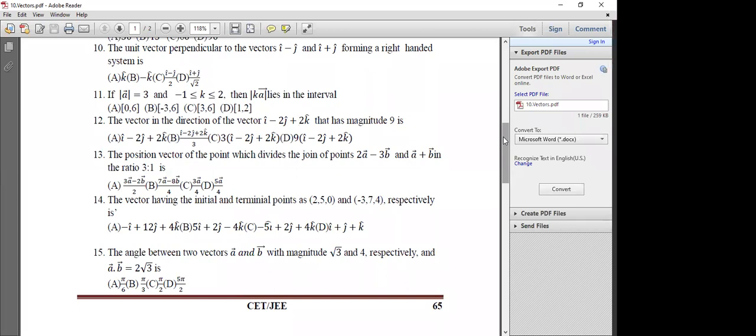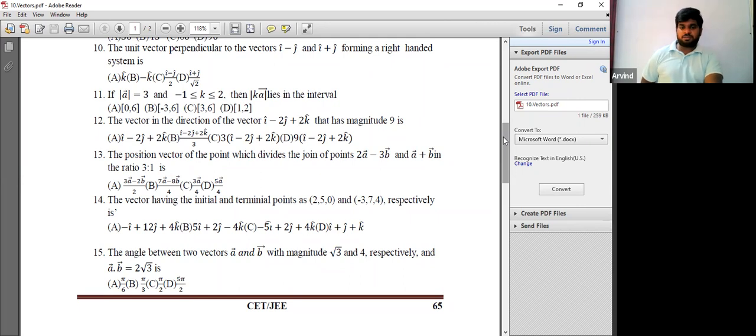C, sir. Yeah, option C is correct. -3 minus 2 will become -5. 7 minus 5 is 2. 4 minus 0 is 4. Option C is correct. Try out this one also.